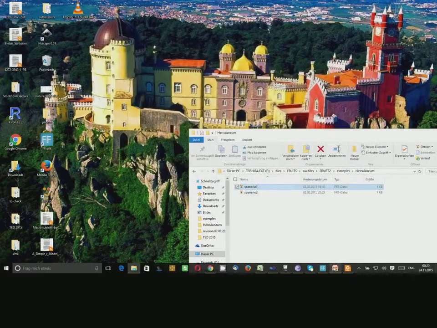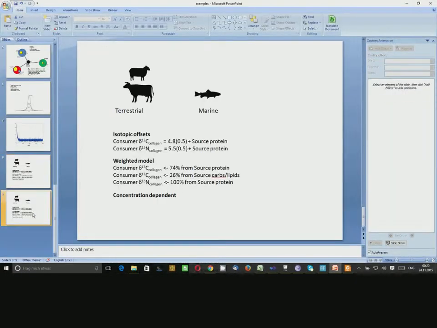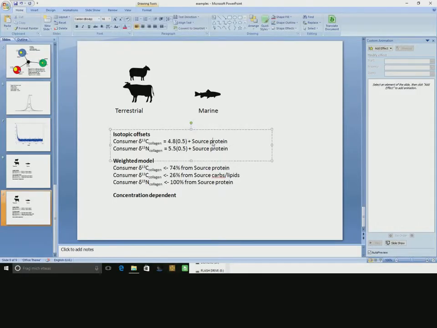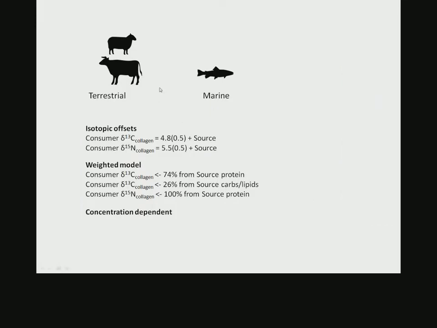Okay, and in this weighted version, here it is, again the same two food groups. Now this is wrong, I have to correct here something. Okay, and now we can put this back. So, as I said, so two food groups, terrestrial and marine, as before. But now we are using a weighted model.